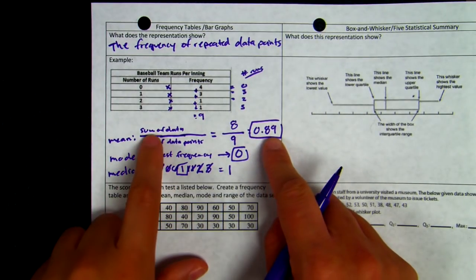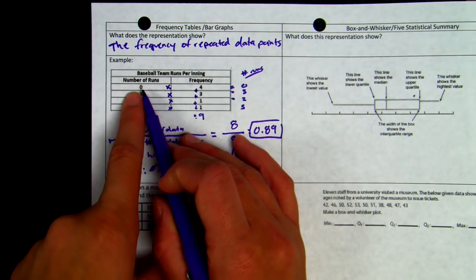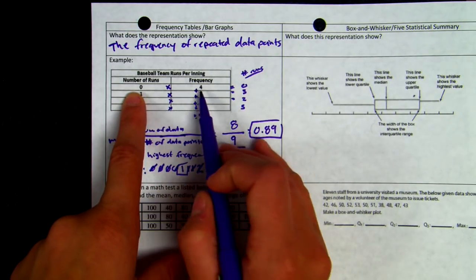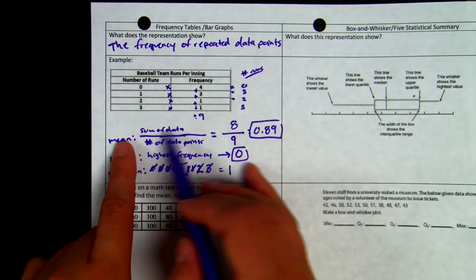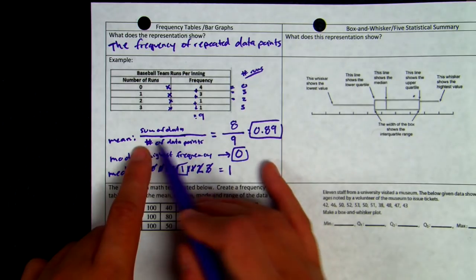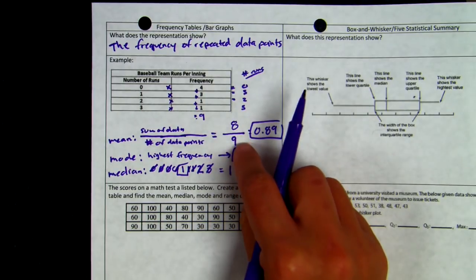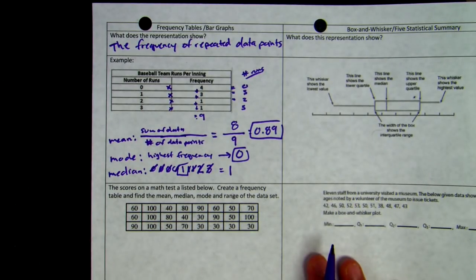Okay? So sum of data points, we calculate that by doing our data times its frequency, add those together to get the top. For dividing, what we divide by, the number of data points, we add all our frequencies up because that's how many actual points of data there are.